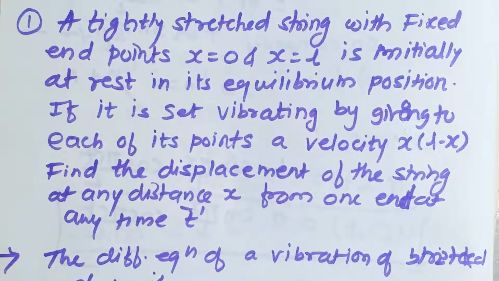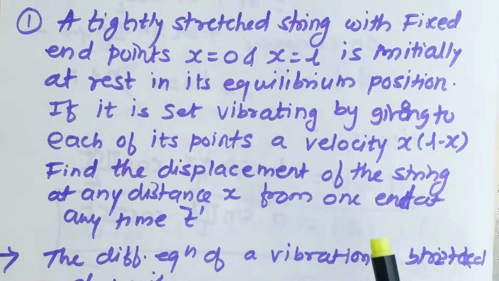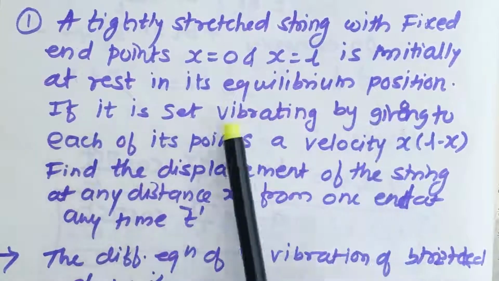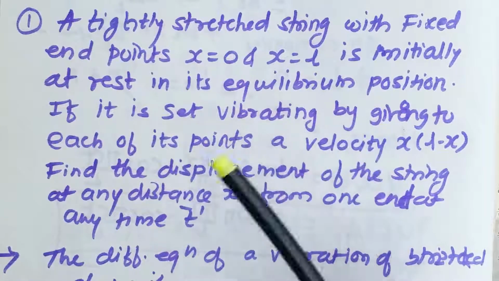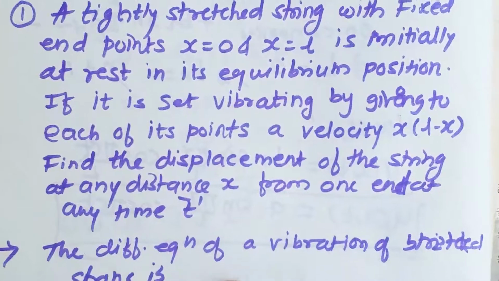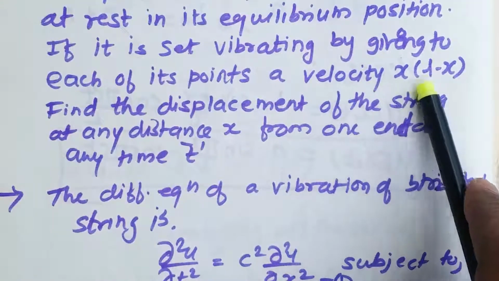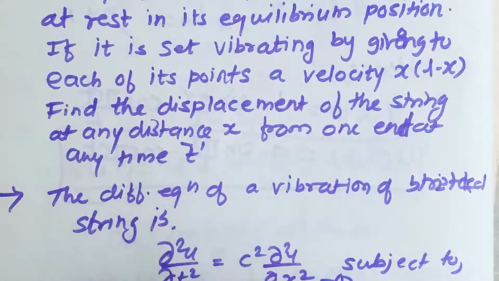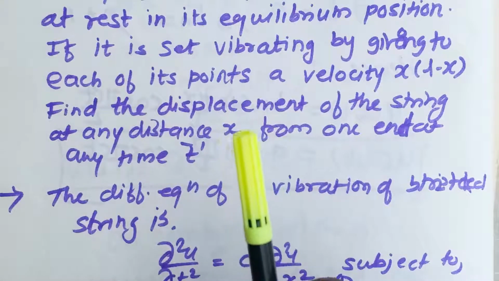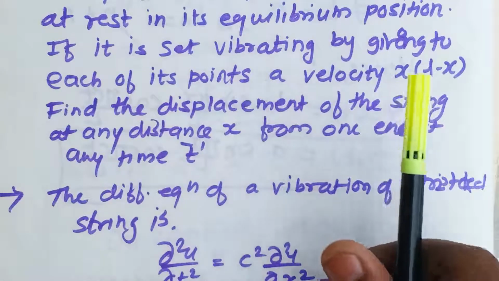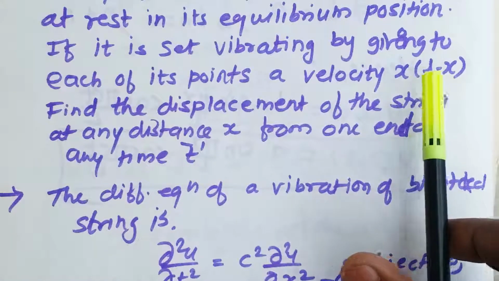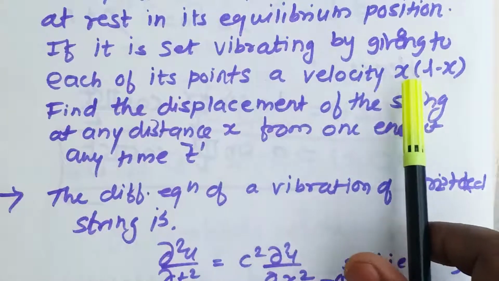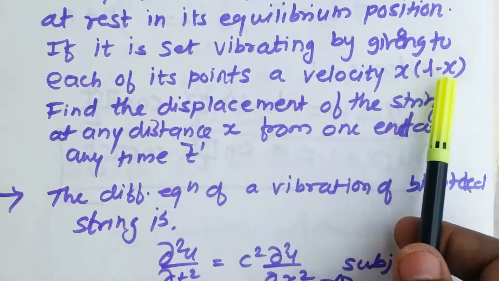Okay, so in this problem a string of length L is given. Initially it is at rest in the equilibrium position, and it is set vibrating. We start the vibration by giving some velocity, and the velocity is x into L minus x. The value of velocity is given, which means initially, at time t equal to 0, we have the velocity as a function of x. Velocity means del u by del t in terms of x, it is not 0, right? So initially we are having velocity.